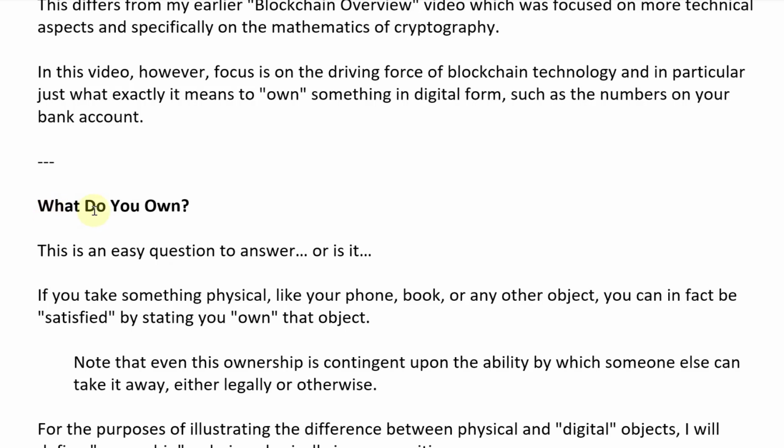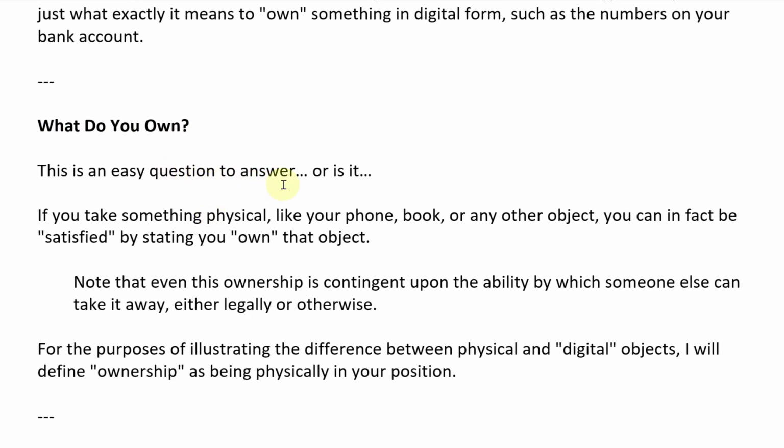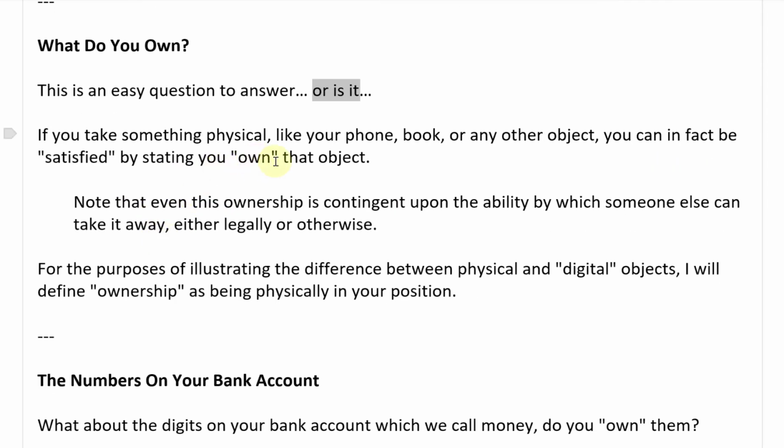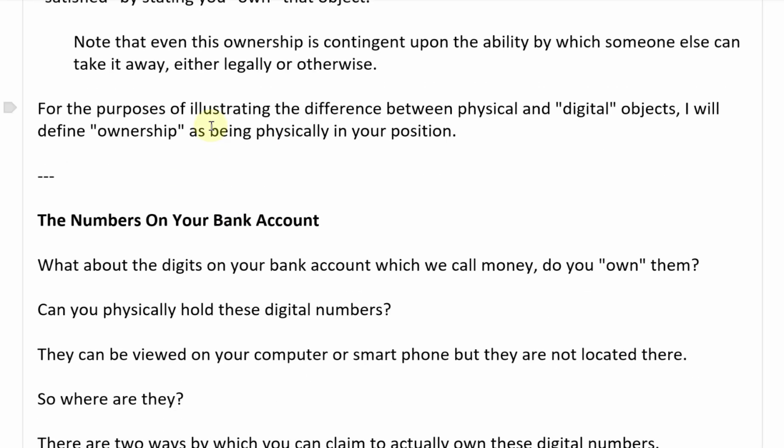And this question is, what do you own? This is an easy question to answer, or is it? If you take something physical, like your phone, book, or any other object, you can, in fact, be satisfied by stating you "own" that object. Note that even this ownership is contingent upon the ability by which someone else can take it away, either legally or otherwise. For the purposes of illustrating the difference between physical and "digital" objects, I will define "ownership" as being physically in your possession. Something that you can pretty much hold or keep in your property.